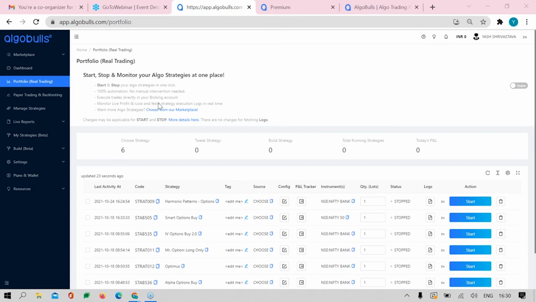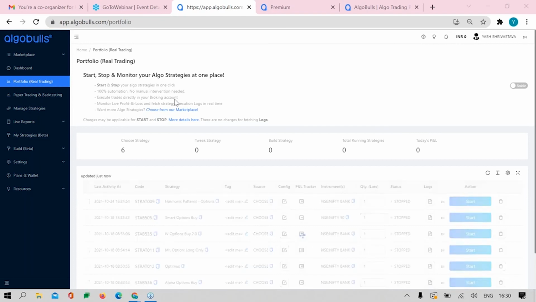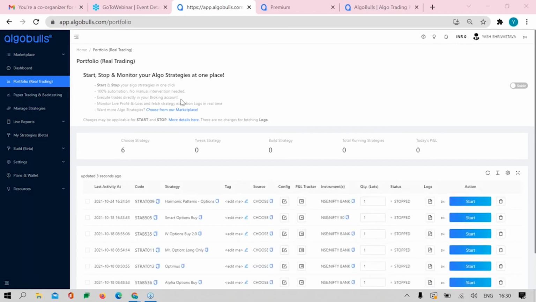How many strategies does your software work on? Our software can work on multiple strategies. The only difference is that the two strategies you are running on your cloud shouldn't follow the same instrument. Like if you are running a harmonic pattern on Bank Nifty, and you're also running a smart breakout on Bank Nifty, then both the strategies are not going to perform.